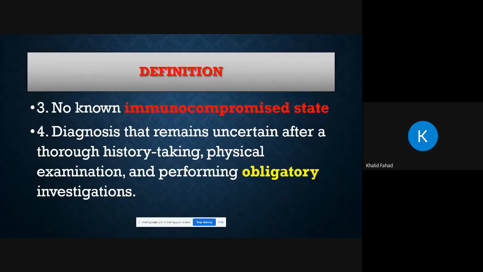This is the definition of a classic FUO, fever of unknown origin, because if fever develops in an immune compromised state, we call it fever in an immune compromised state. So it is not a classical FUO. We have FUO in immune compromised state, FUO in HIV, and a classical FUO. So this is the definition of classical FUO.